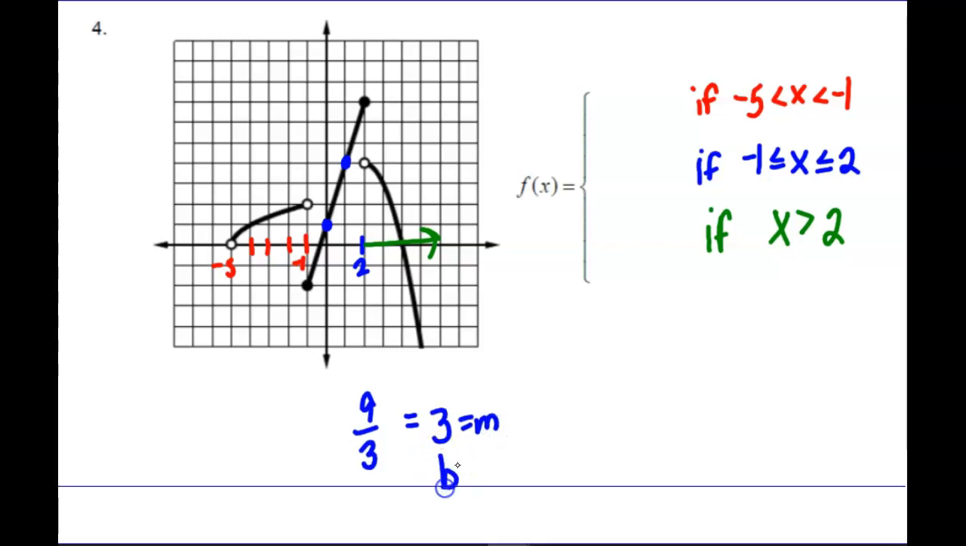And where is the b value? Where's it crossing the y-axis at? +1. So put that all together and we have what? 3x plus 1.